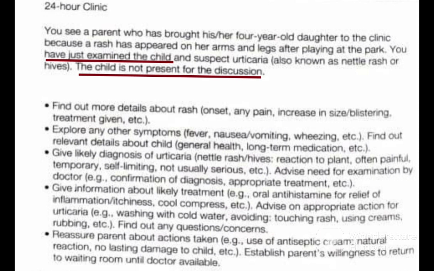So how can we start? This scenario is happening outside the patient room, in the nursing station or in the corridor. So patient identification is very important. Here you have to ask the baby's name during the 3-minute preparation time. For example, the baby's name is Maria. So how can we start? You can see the first task: find out more details about the rash. So you can start like this.